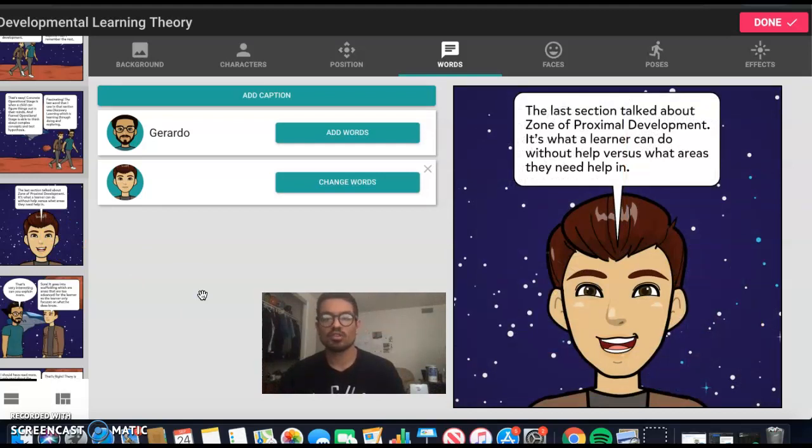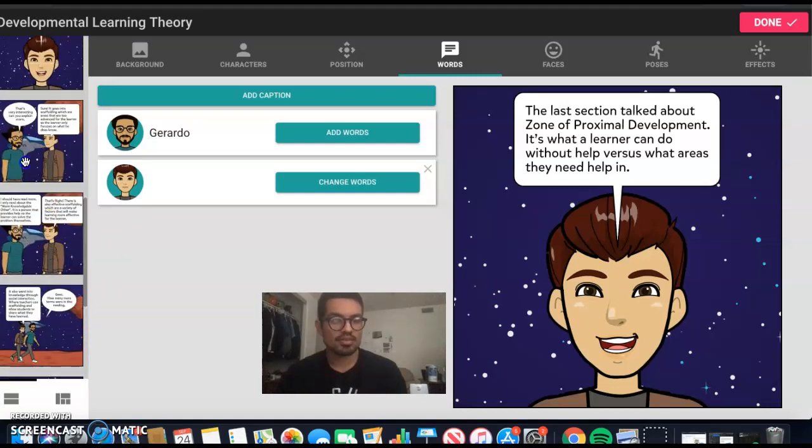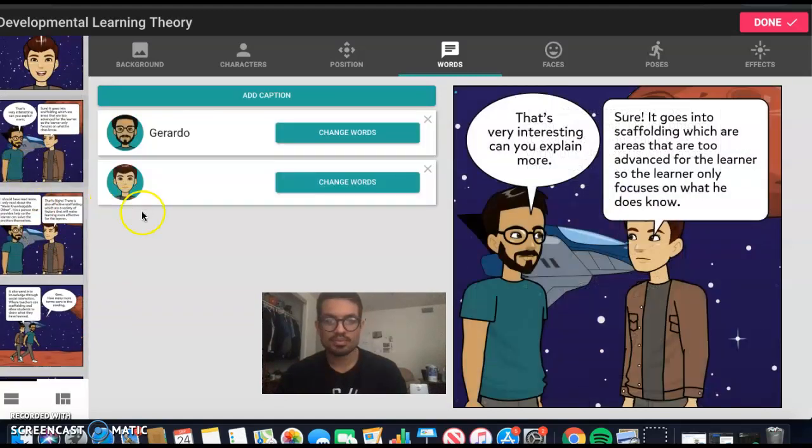The zone of proximal development is basically what a learner can do versus what they can't do quite yet. They still need help and assistance in learning a certain topic or lesson, which could be true for all of us as well. I guess we're all in that stage the majority of the time. And then scaffolding. Scaffolding is basically for areas that are too advanced for the learner, so the learner only focuses on what he knows already.